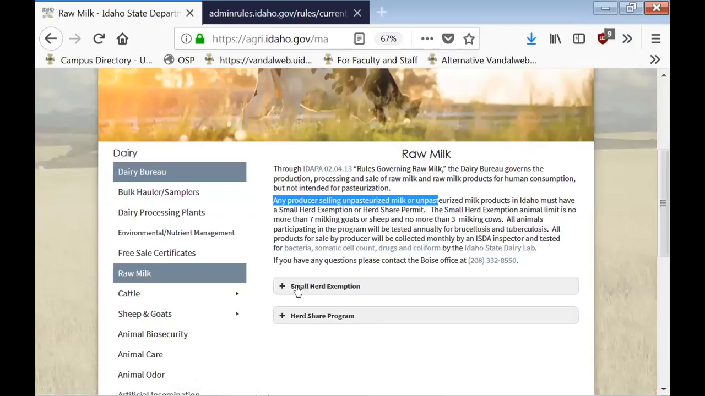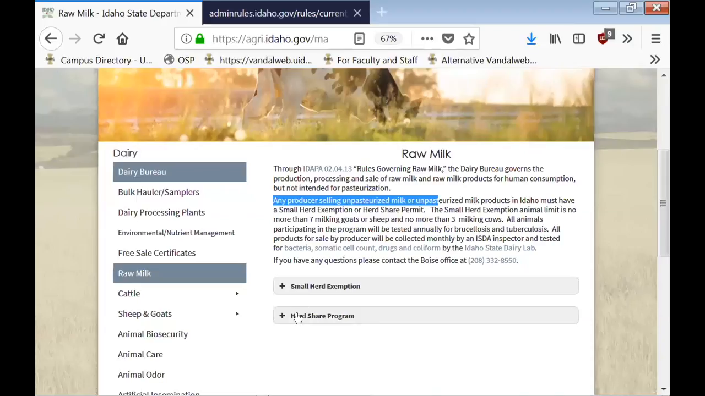Further down, you'll see a plus and a link for the small herd exemption. If you click on that, you'll see two things. One is a summary of the raw milk rules, the basic requirements to be a raw milk producer, and then also a form to register. It's a one-page form, and you can use it to apply to be a licensed raw milk producer in Idaho.